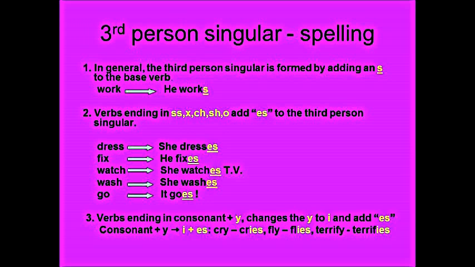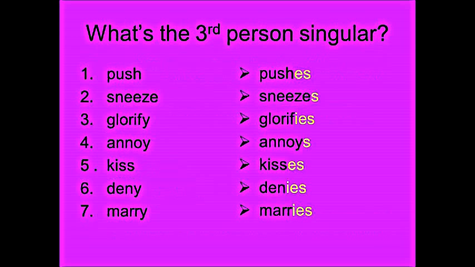Another exception are those verbs ending in consonant plus Y. They need to change the Y to an I and add ES at the end. For example, cry, cries, fly, flies, or terrify, terrifies. Here you have some practice. What's the third person singular?